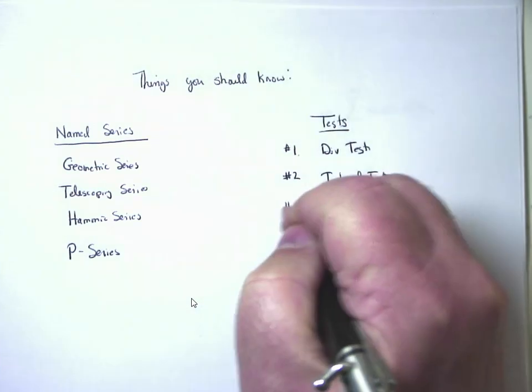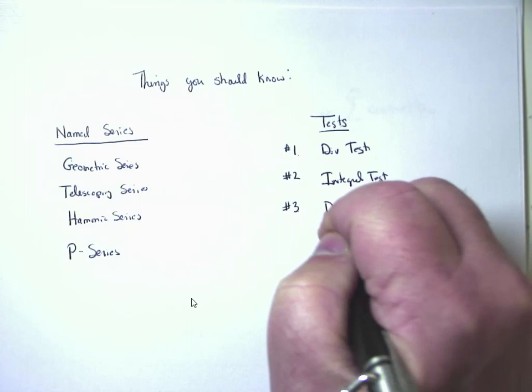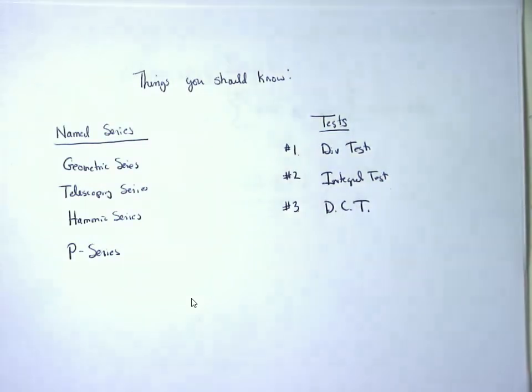Number 3, we had the direct comparison test, the DCT. But you had to get the inequality just right. If you've got an unknown series and you're comparing it to a known series, and the known series converges and the unknown series is less than or equal to the known series, then the unknown series is going to converge. And if the known series is known to diverge and you can get the unknown series to be greater than or equal to it, then the unknown series is going to diverge. But you had to get that inequality just right.